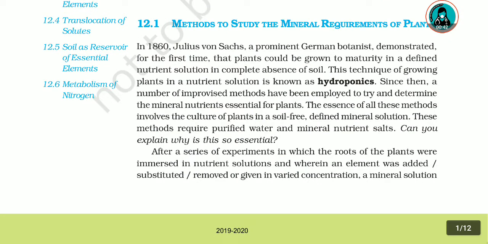12.1 Methods to study the mineral requirements of plants. In 1860, Julius von Sachs, a prominent German botanist, demonstrated for the first time that plants could be grown to maturity in a defined nutrient solution in complete absence of soil. This technique of growing plants in a nutrient solution is known as hydroponics. Since then, a number of improvised methods have been employed to try and determine the mineral nutrients essential for plants. The essence of all these methods involves the culture of plants in a soil-free, defined mineral solution.